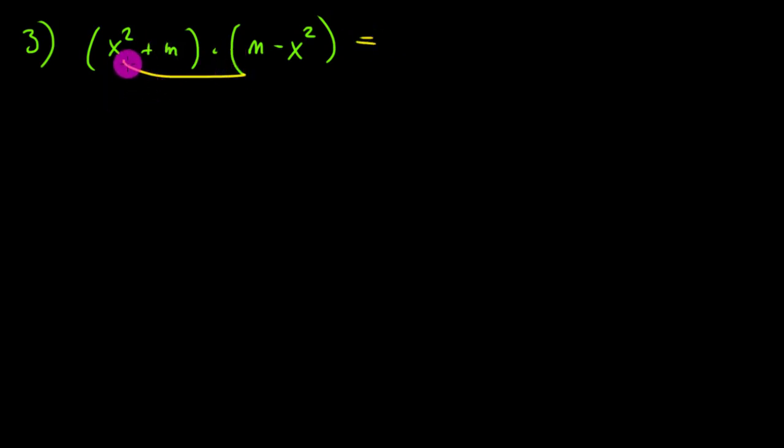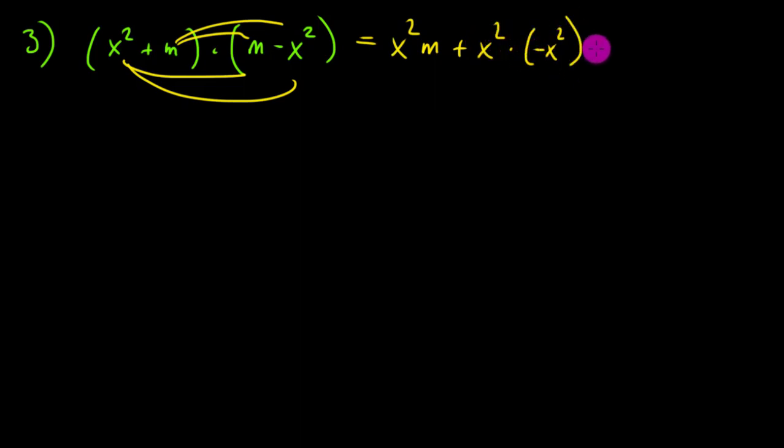Okay, third question, which is x squared plus m times m minus x squared. We will do the same process. x squared to m, x squared to minus x squared, m to m, and m to minus x squared. So x squared to m will be x squared m, and then x squared times minus x squared, and then m times m, and then m times minus x squared.